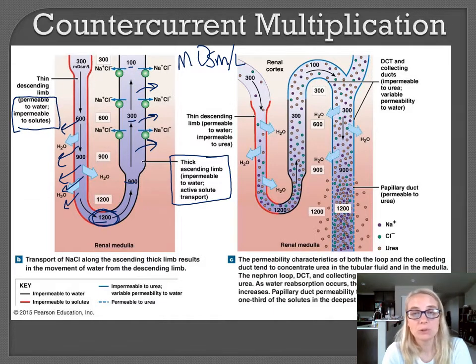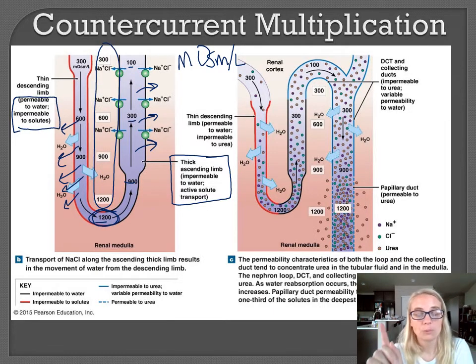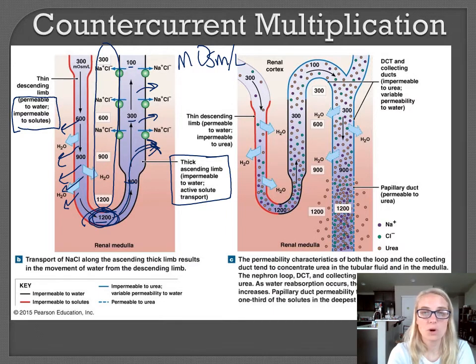Now, all the sodium and chloride that's getting pumped out of the nephron loop helps to set up this gradient in the medulla, which, if we go back to the beginning, drives the water reabsorption on the descending limb, which drives the concentration here, which drives the reabsorption here, which drives the water reabsorption. So you kind of get into this loop of water reabsorption driving solute reabsorption, which drives water reabsorption. And that's this whole idea of countercurrent multiplication.